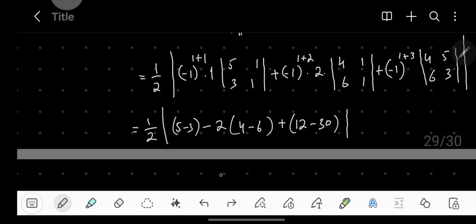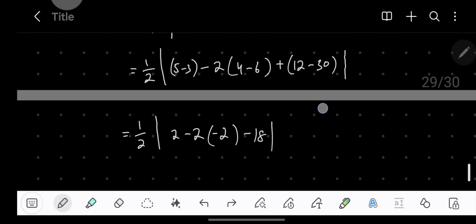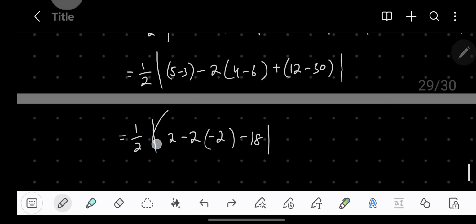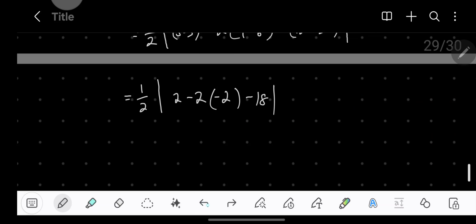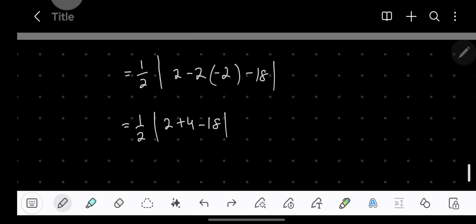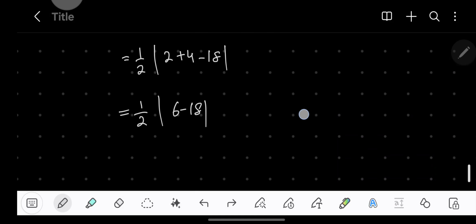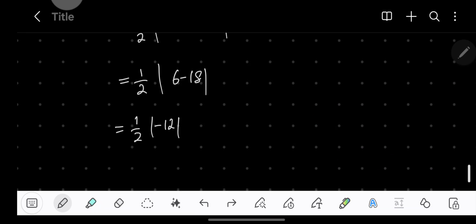What is this? If I solve this inside thing, we get these values after simple calculations. If we do more calculations inside, we get this. Doing more calculations, a little more, and you get 1 by 2 times absolute value of negative 12.